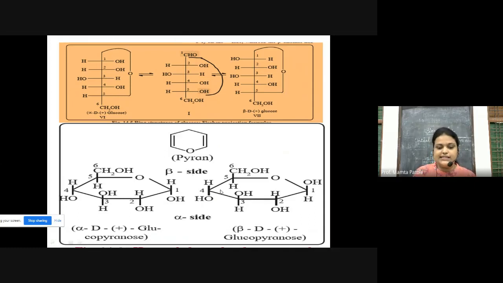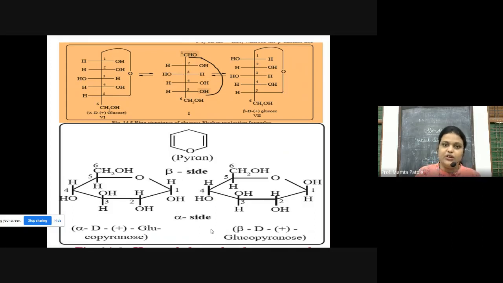Why? Because it resembles the pyran ring, right? So this is also known as alpha D plus glucopyranose and beta D plus glucopyranose. Very good. If the OH group is on the downwards position, we call it alpha, and if it is on the upper side, it is known as beta glucopyranose. I hope you have understood what I am trying to tell. Please draw the structures in your notebook.